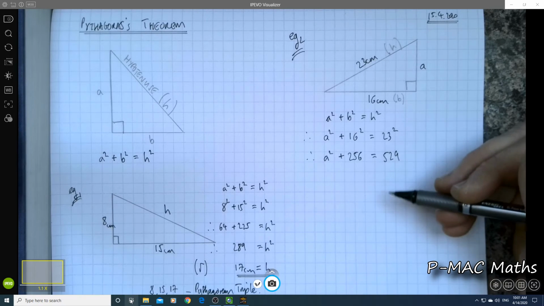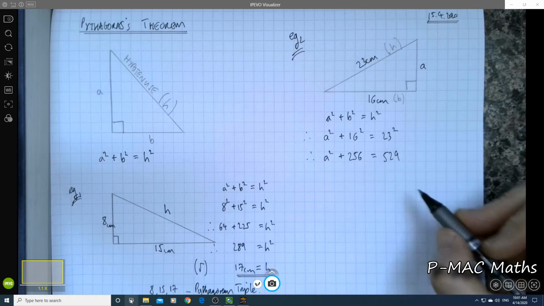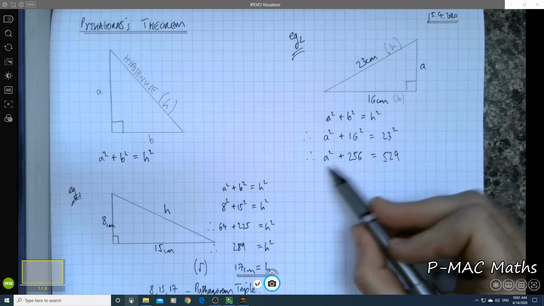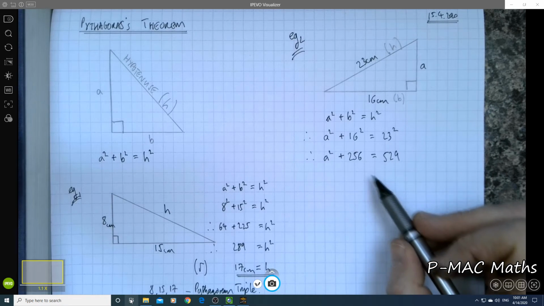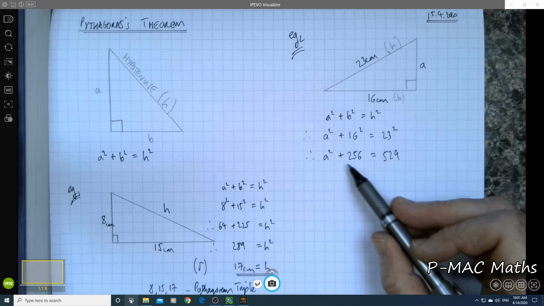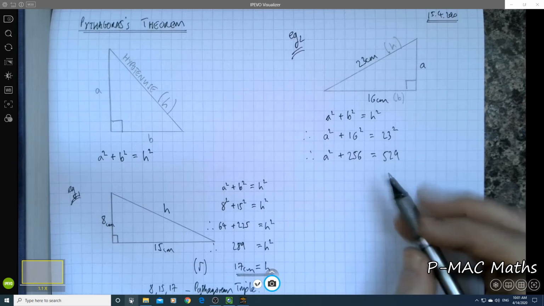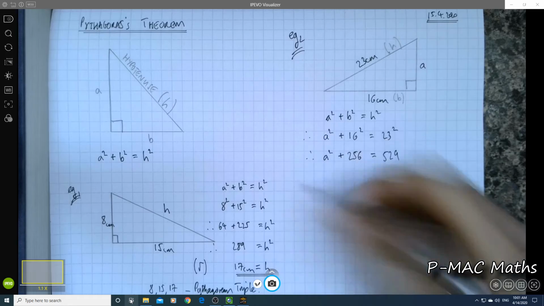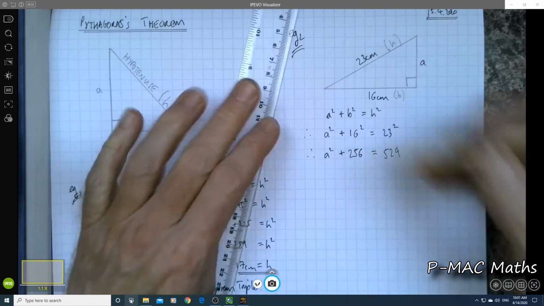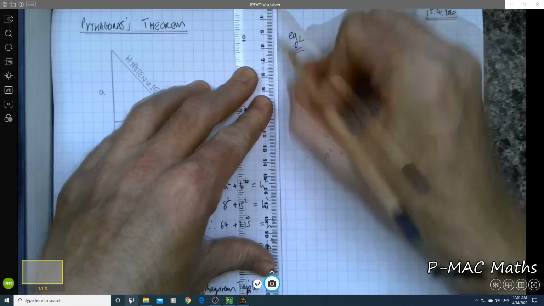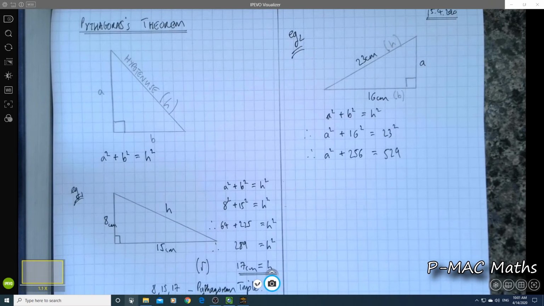And then from this stage onwards it's just algebra. We're just trying to find a. And I need to get a squared on its own before I can get a on its own. So I'm going to take away 256 from both sides. Let's make a note. In fact, let's just do a... There we go. A little separation down the middle of the page there.